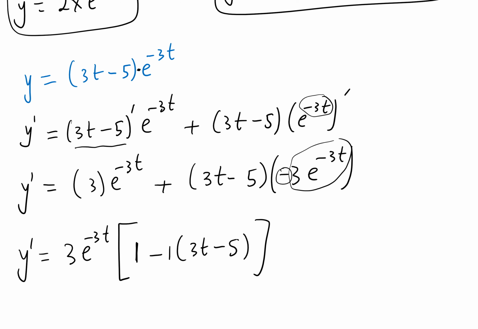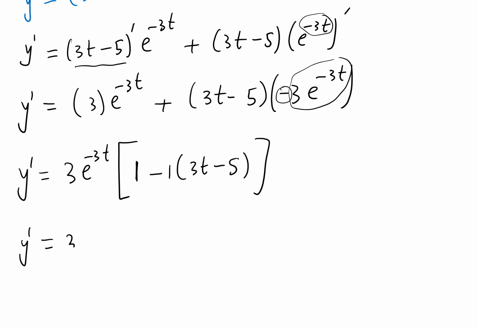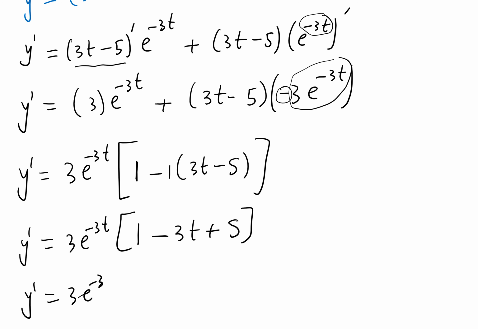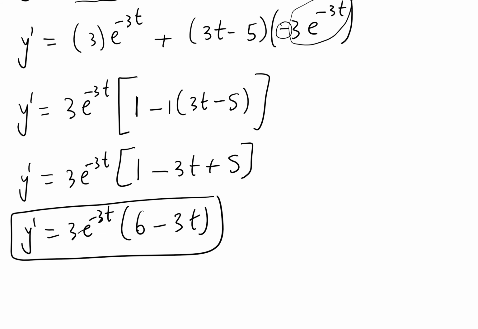Then what we do next is simplify the quantity inside the bracket. 1 minus 3t plus 5. 6 minus 3t. You can leave it like this. If you like to factor 3 out, that's fine too.